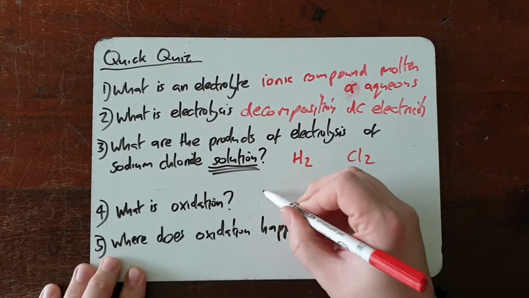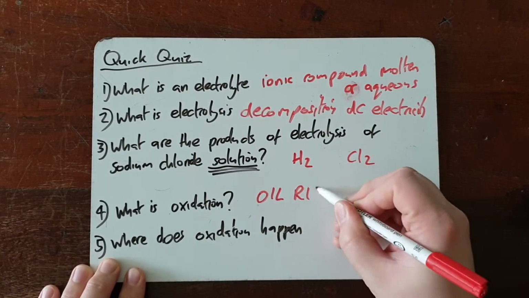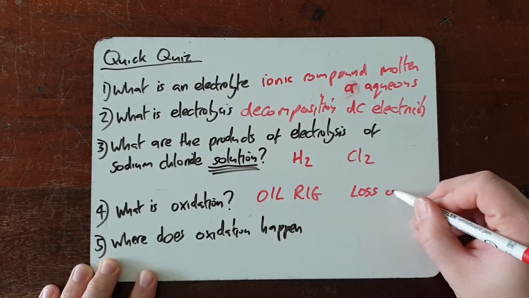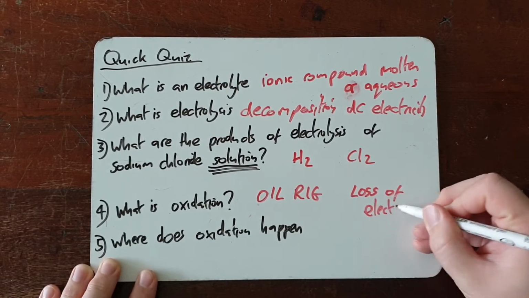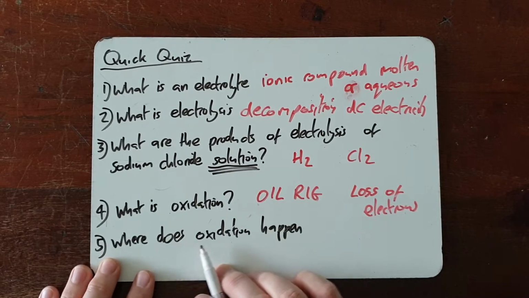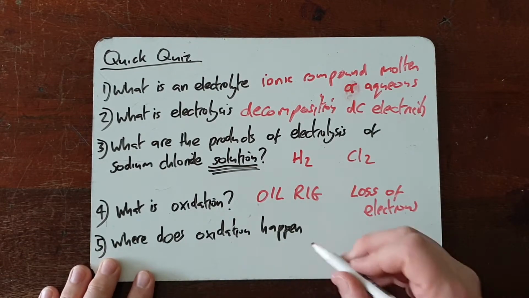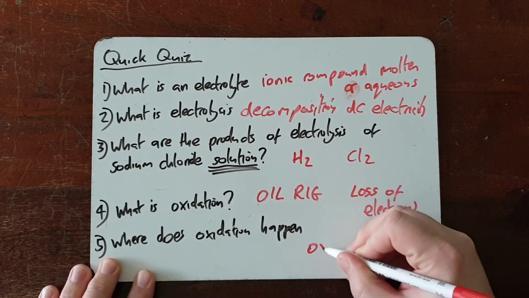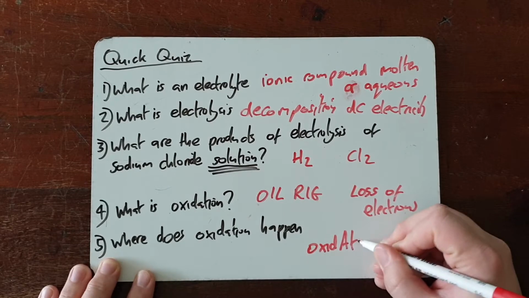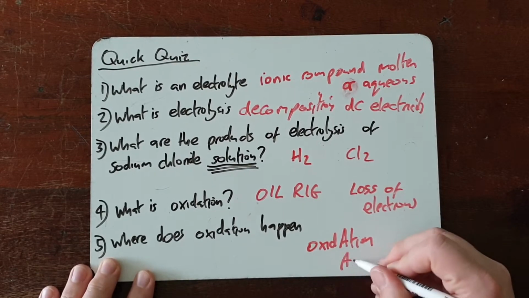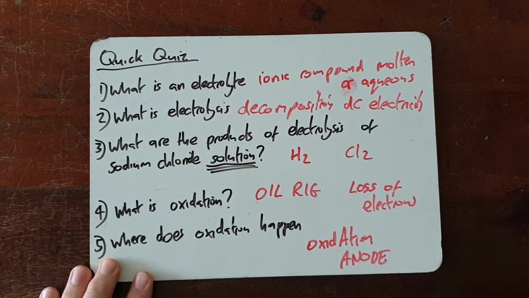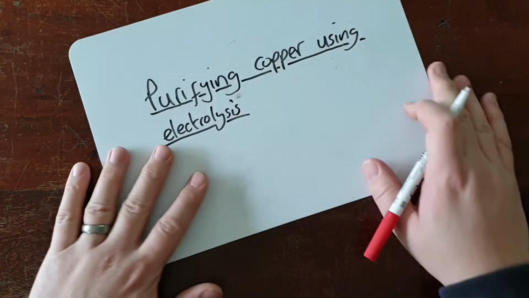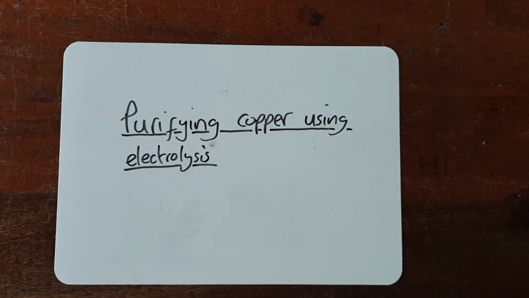What is oxidation? If you remember OIL RIG, oxidation is loss of electrons. And where does oxidation happen? Oxidation happens at the anode. Right. So, purifying copper using electrolysis.